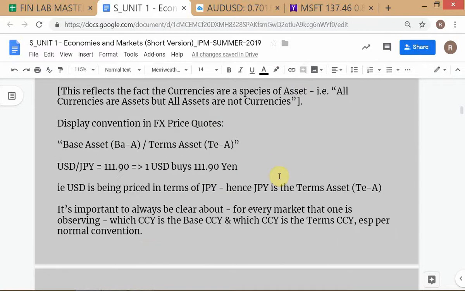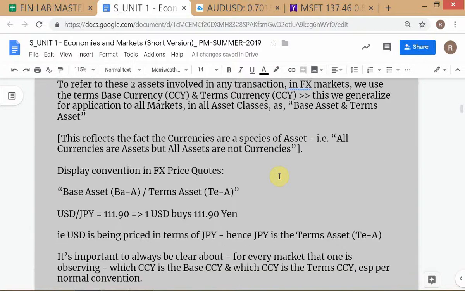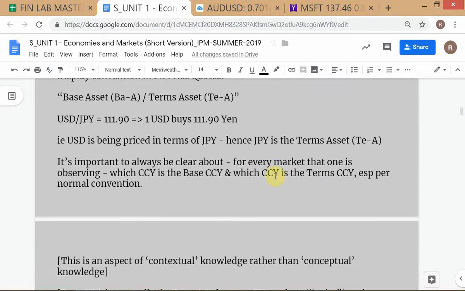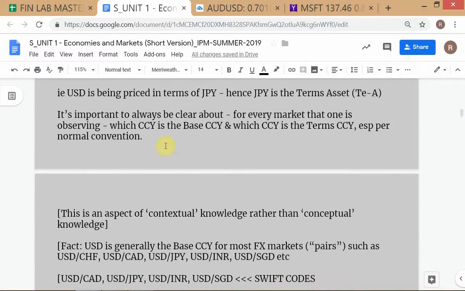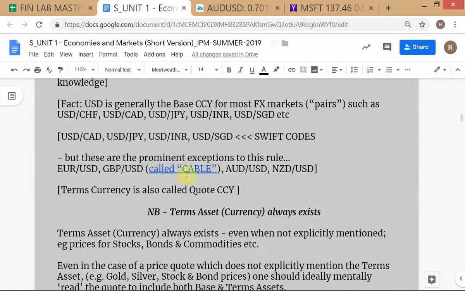What else is here? Display convention I've already discussed with you guys. So this you also have to be clear about. This is again a matter of context. You'll figure it out eventually.